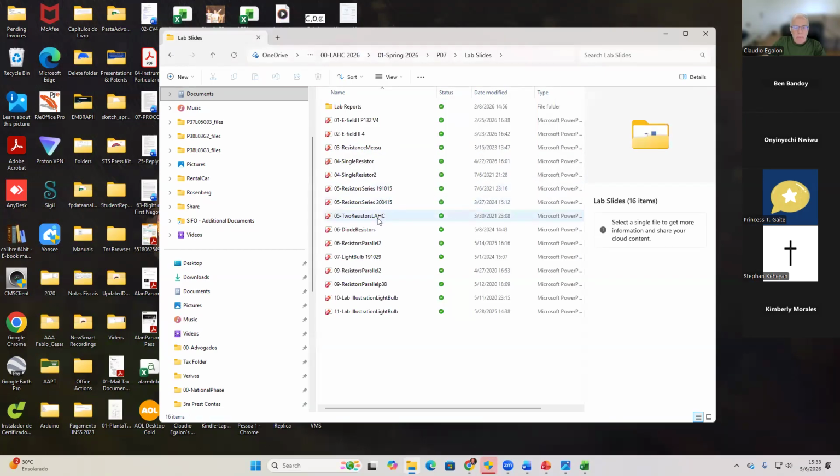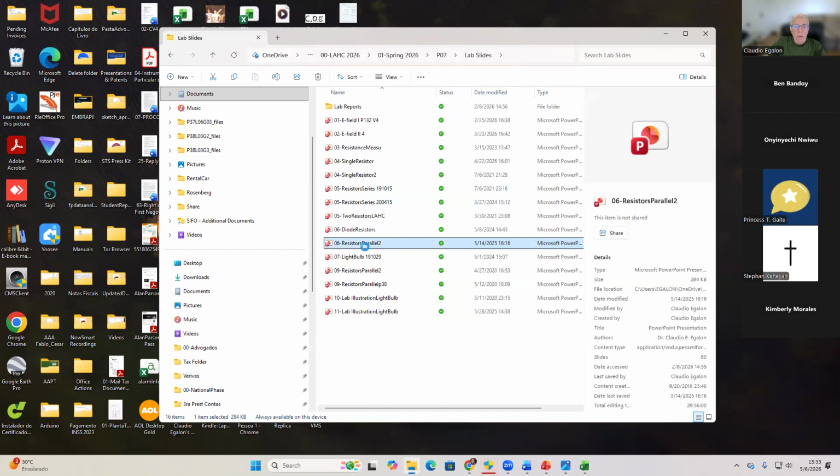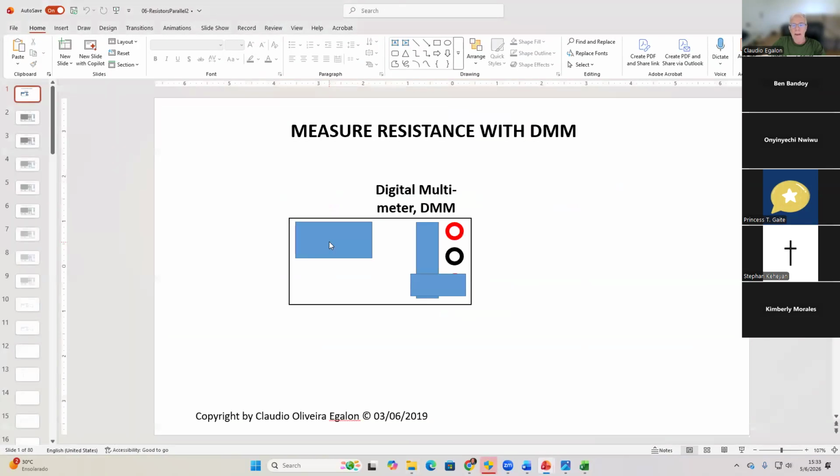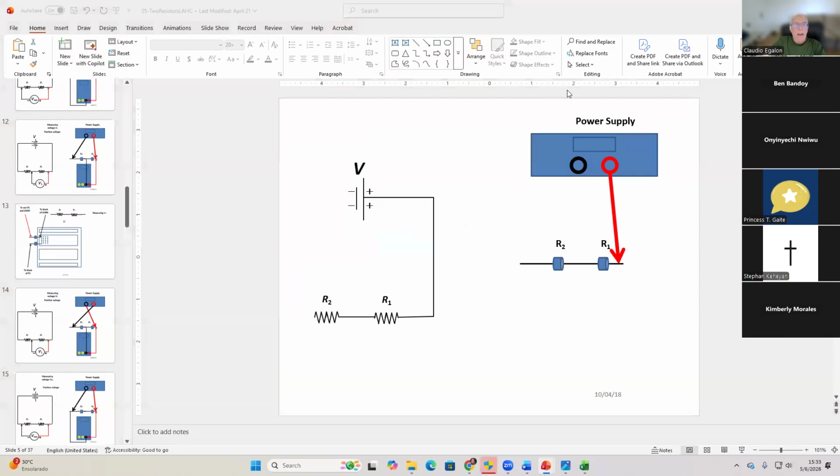Resistors in series, two resistors later. Here you go, resistors in parallel. Interesting. Okay, that's the right one. Let's see what I'm going to do here. I think, okay, I'm going to change this on the fly.